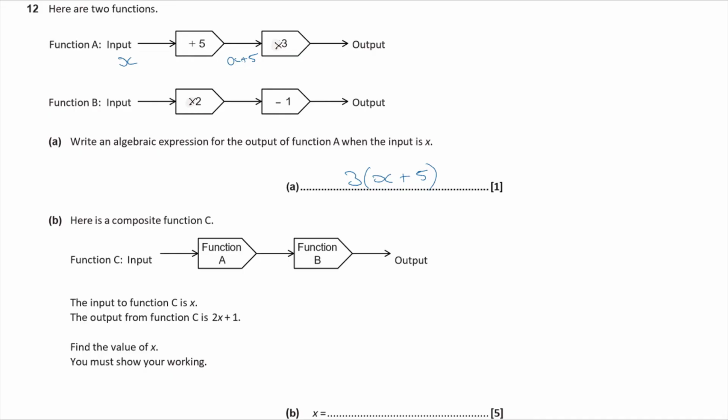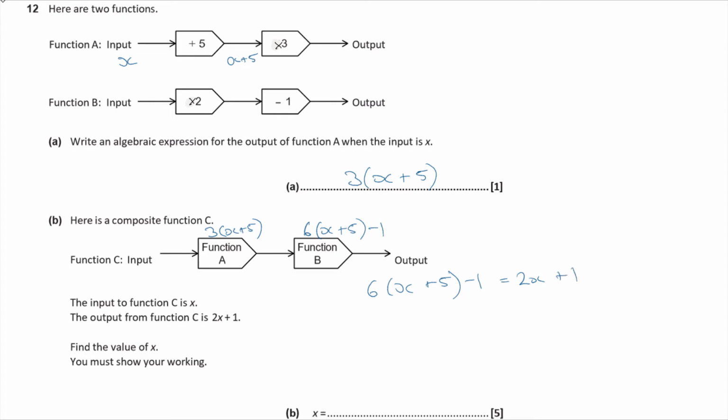If we then fed that into the second function, so if I take 3 lots of x plus 5 and then feed it into the second function, I'm going to times it by 2. So 3 times 2 is 6. I'm going to get 6 lots of x plus 5, and then I'm going to subtract 1 from that, aren't I? Okay, so that is what I'm going to get. So I've got 6 lots of x plus 5 minus 1, and I know that the output in this particular case is 2x plus 1, so I can equate those two things. If I've got 6 lots of x plus 5 minus 1, and that's equal to 2x plus 1, solve for x.